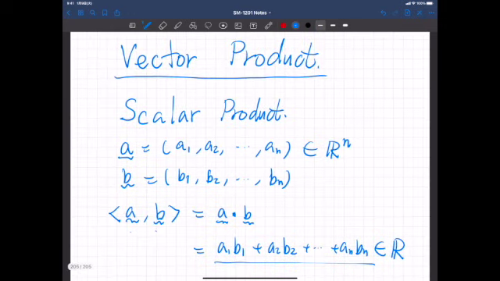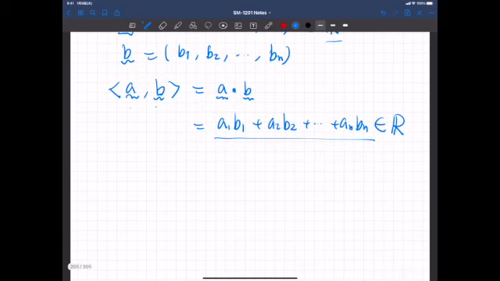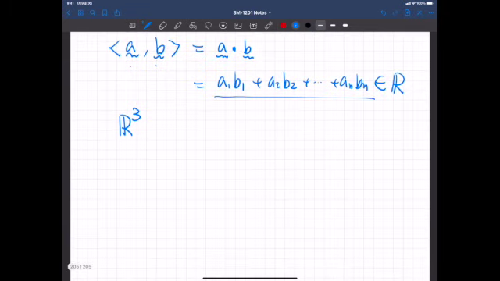Unlike this, the vector product, as the name suggests, produces a vector. But it is not defined for any dimensions. It is defined only for three-dimensional space. We cannot define vector products in the sense that we define here in any other dimensions than 3 dimensions. So here's the definition.